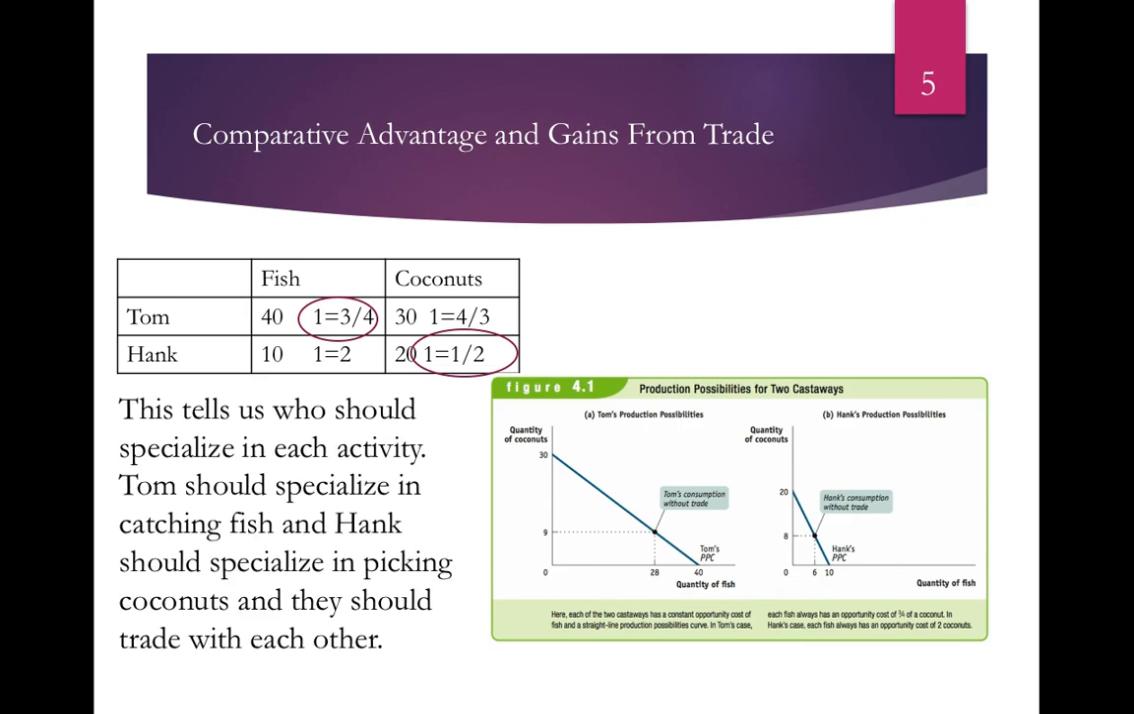Okay, now, what does this tell us? Once we know who has the lower opportunity cost, this tells us who should specialize in each activity. So this tells us that Tom should put all of his resources towards catching fish, and Hank should put all of his time and resources towards picking coconuts, okay? And then, obviously, Hank's going to want some fish, Tom's going to want some coconuts, and so they will trade with each other. And we'll talk later about the terms of trade, okay? So that's the basics for a comparative advantage problem.